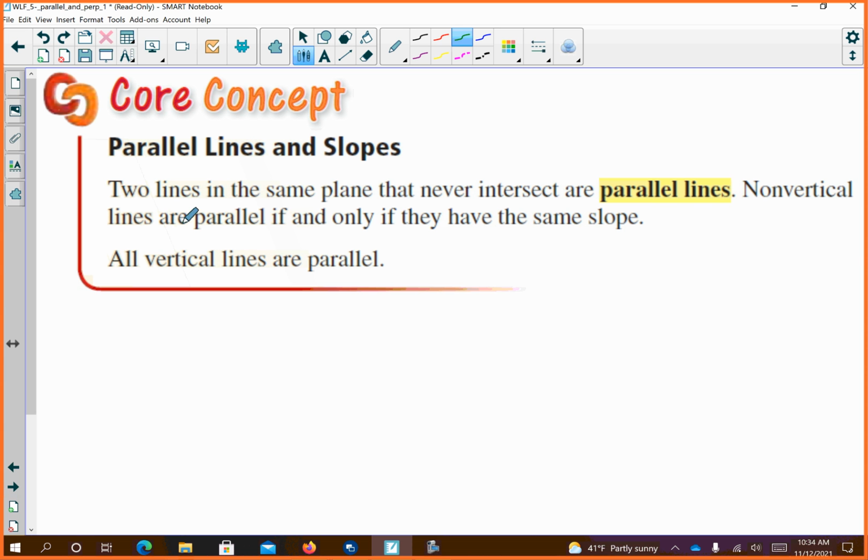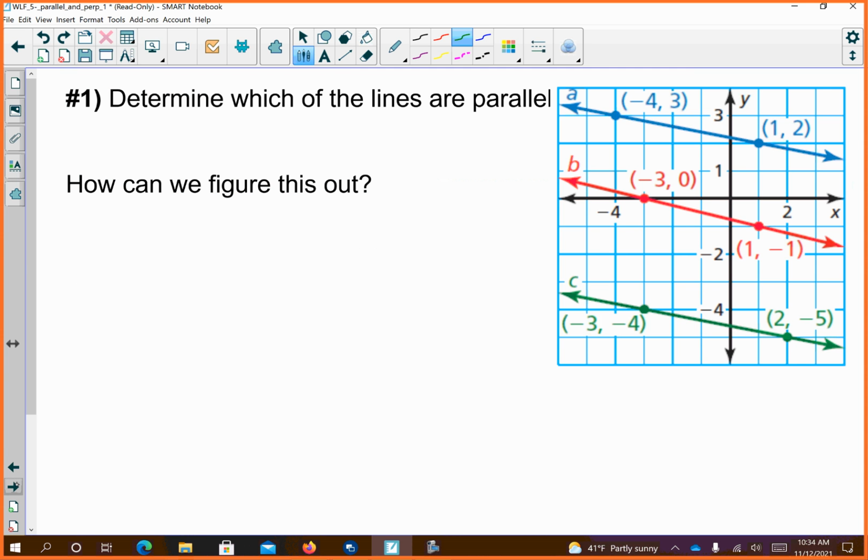Parallel lines and slopes. Two lines that are in the same plane, meaning I graph them on the same graph, that never intersect are parallel lines. Non-vertical lines are parallel if and only if they have the same slope. All vertical lines are parallel, okay? All vertical lines and also all horizontal lines. But all right, so problem number 1.